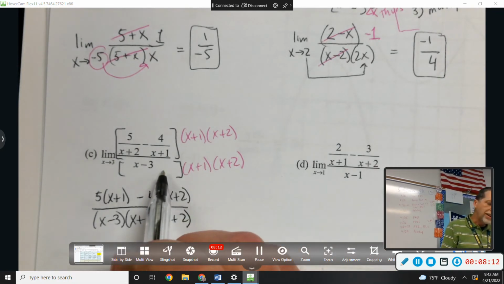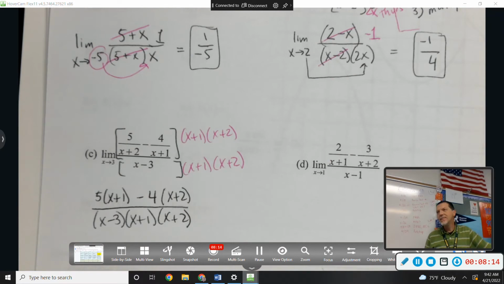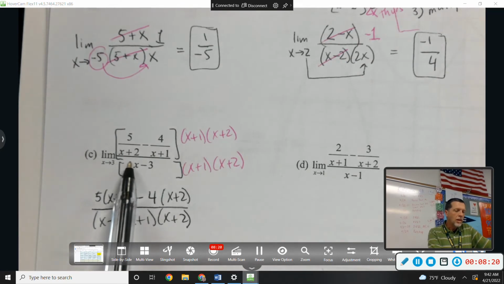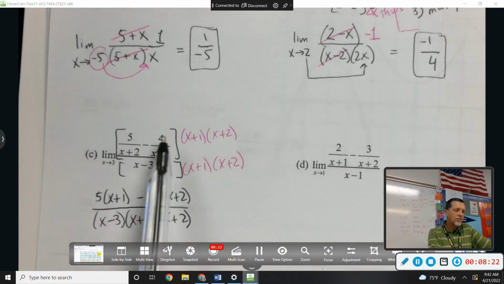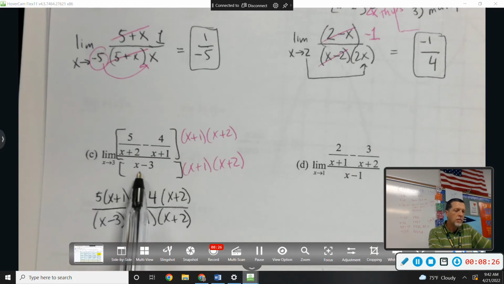Oh, you know what I didn't do to start this problem? I didn't verify that it was 0 over 0. Like I was pretty sure it was going to be that way. 5 over 5 is 1. 4 over 4 is 1. 1 minus 1 is 0. 3 minus 3 is 0. So yes, it's 0 over 0.